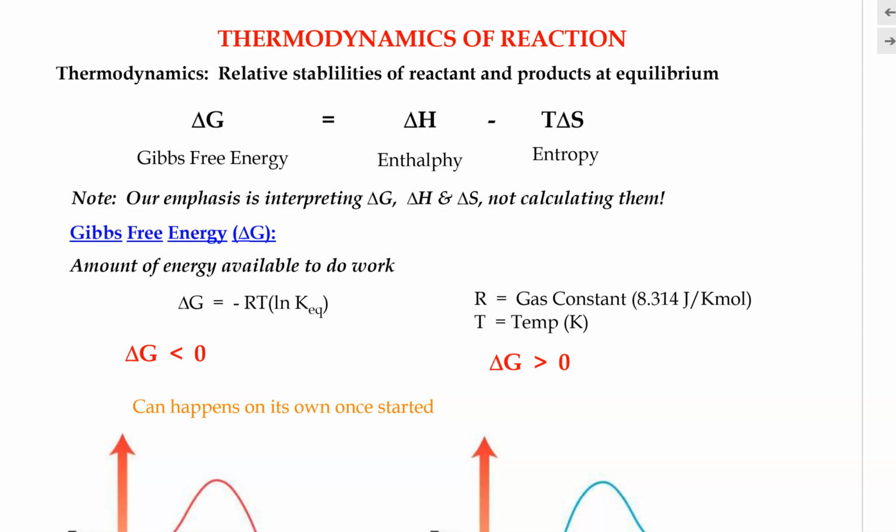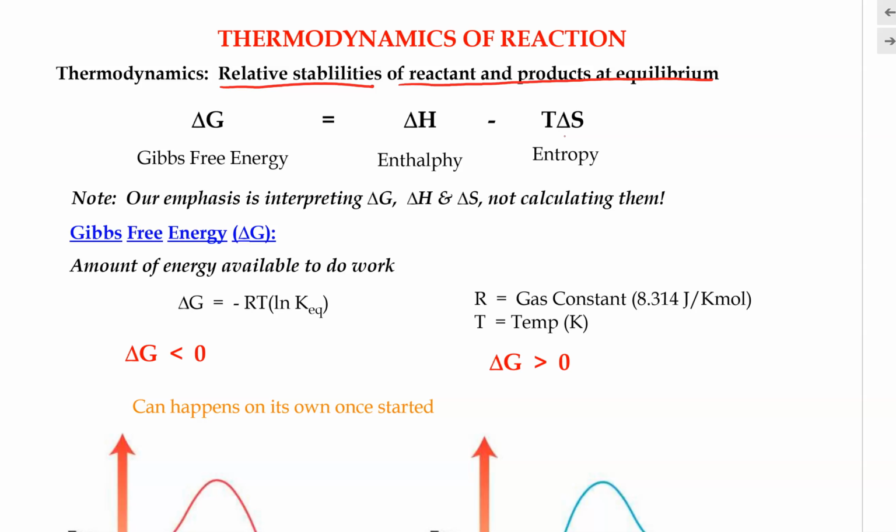Now, whenever we mention the word thermodynamics, we are referring to the relative stability of reactant and product at equilibrium, and how we favor either the reactant or the product, depending on what we are interested in. As you can recall from general chemistry, when it comes to thermodynamics, we have this very famous equation right here: delta G is equal to delta H minus T delta S. I just want to make sure this point is very clear.